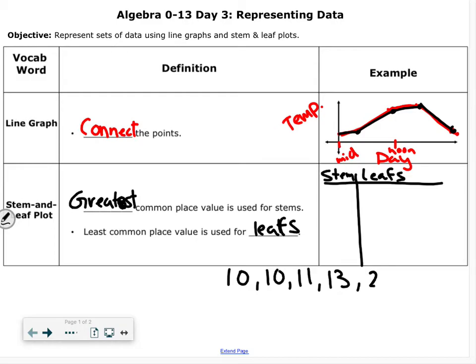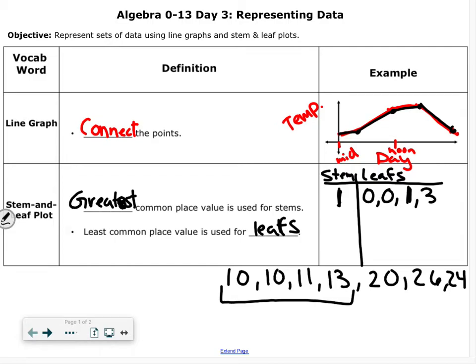13, 20, 26, and 24. What we can do is say our stems all start with 1. And then we have a 10, so we have a 0. So you'll see there, that's 10. And then we have another 10, and then we have 11. So this over here is our 10 spot, the stem, and this part over here is the 1 spot. And then we have to add the 3 to have 13. So if you're looking at this, we have 10, then 10, then 11, then 13.